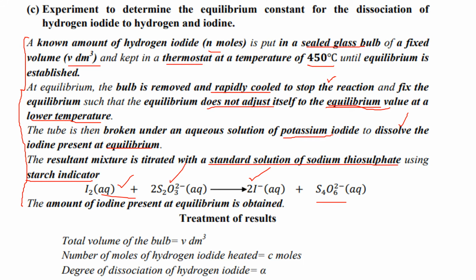And the number of moles of hydrogen iodide that are going to be heated or dissociated, we are going to be calling them C moles. Now the degree of dissociation of hydrogen iodide is going to be alpha. Whenever we are dissociating anything, the symbol to represent dissociation in chemistry is alpha. So you have to pay attention to that because you're going to use it everywhere. Starting with this topic, we are going to use it in ionic chemistry and you are going to use it in electrochemistry. Everything will be fully explained on this channel.